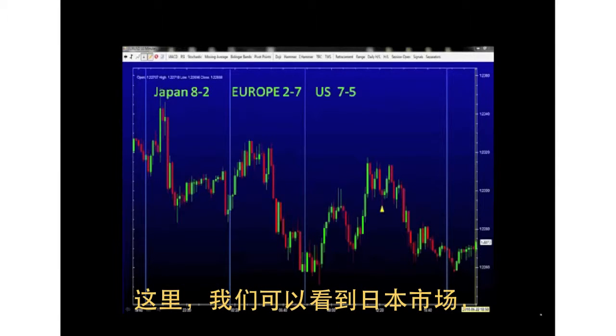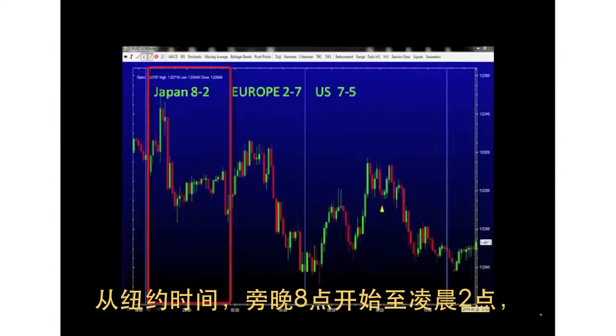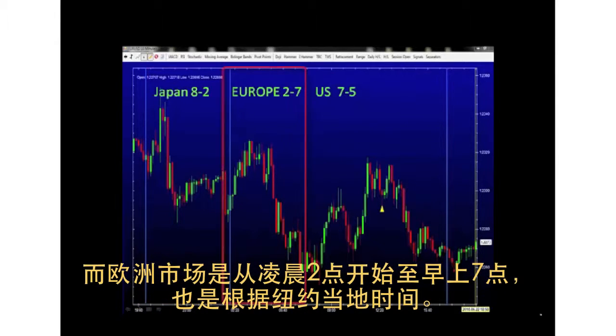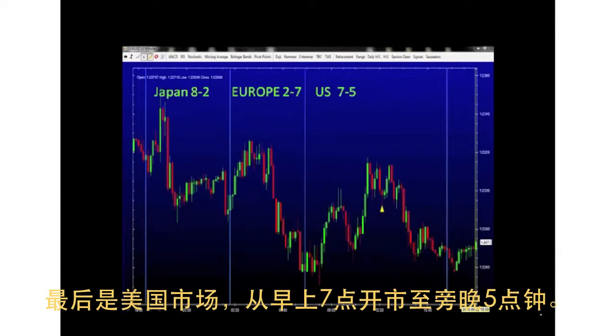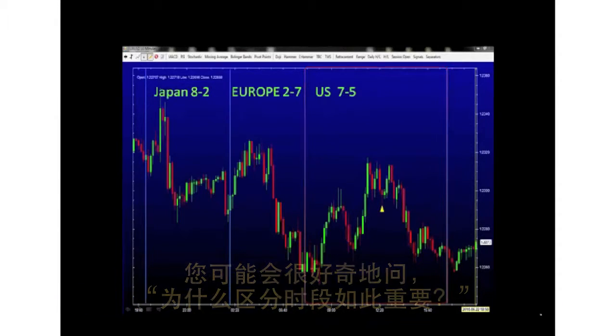Here we have the Japanese session, which starts at 8 p.m. New York time to 2 a.m. New York time. The European session starts from 2 in the morning to 7 in the morning New York time. And the US session starts from 7 a.m. to 5 p.m. New York time.